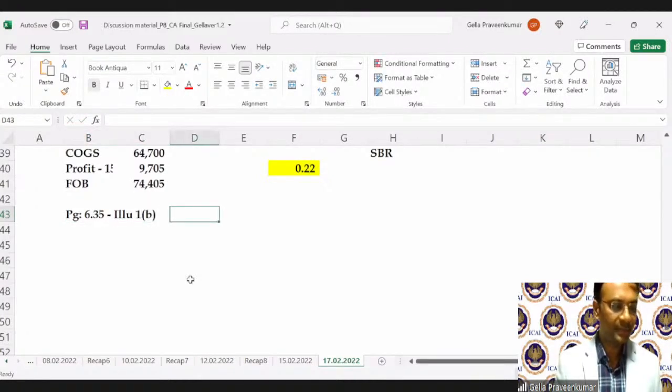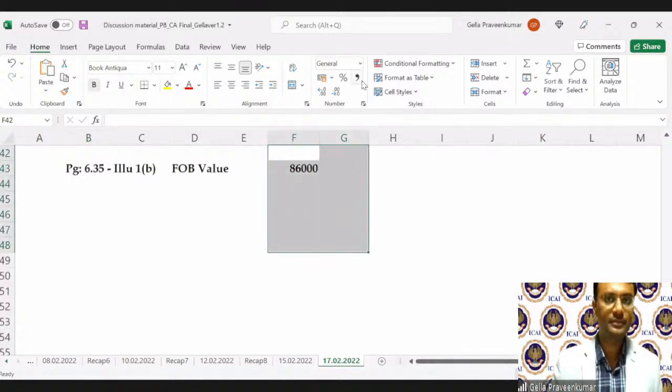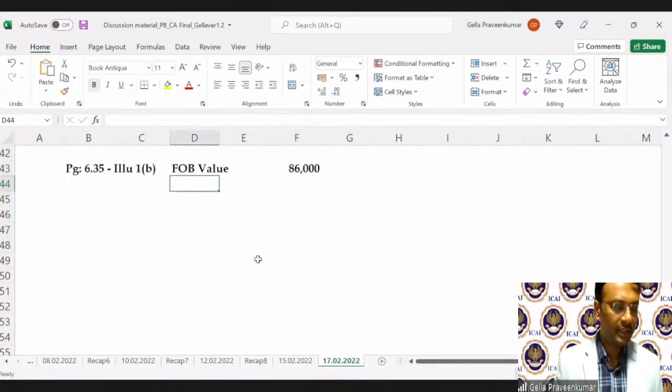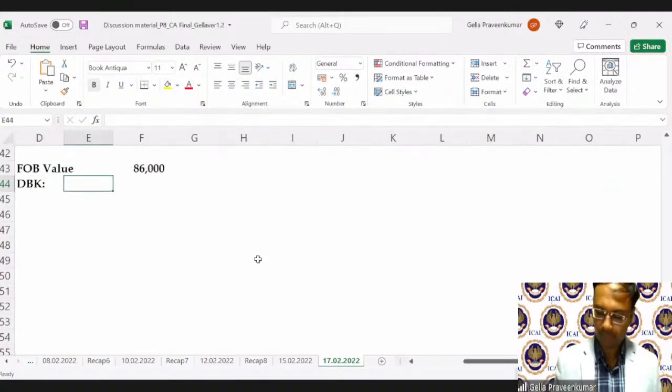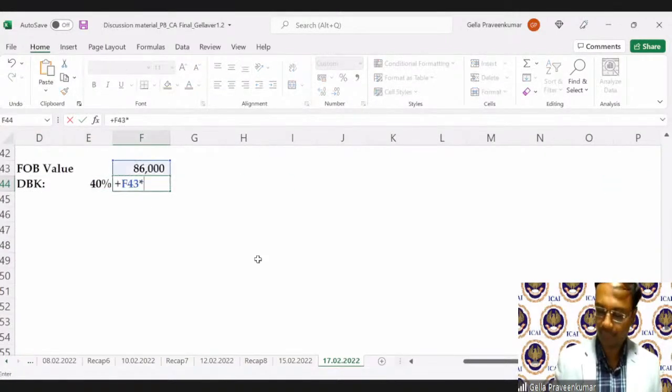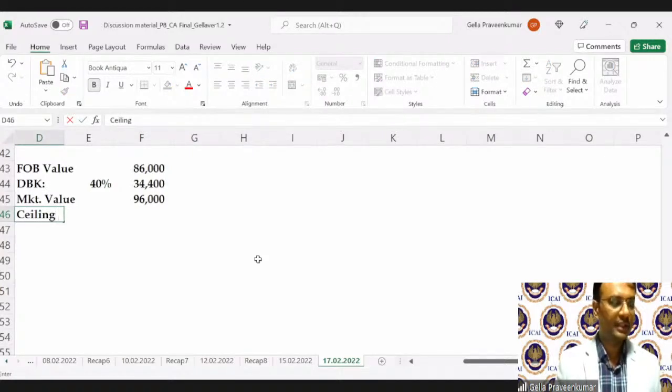So they have given a few items. FOB value 86,000. Then rate of drawback 40%. So it comes to 34,400. Market value is 96,000. So the ceiling, that is the cap which is given under Rule 9.